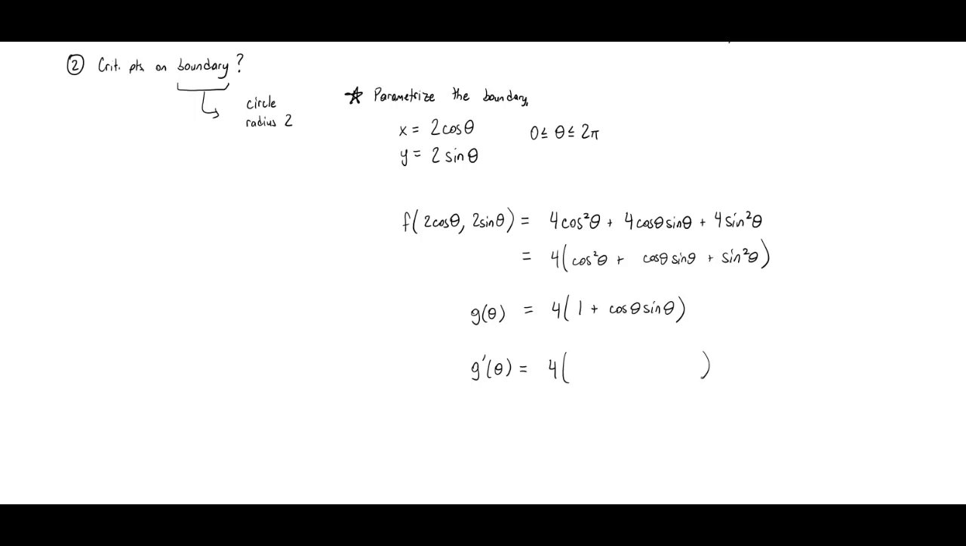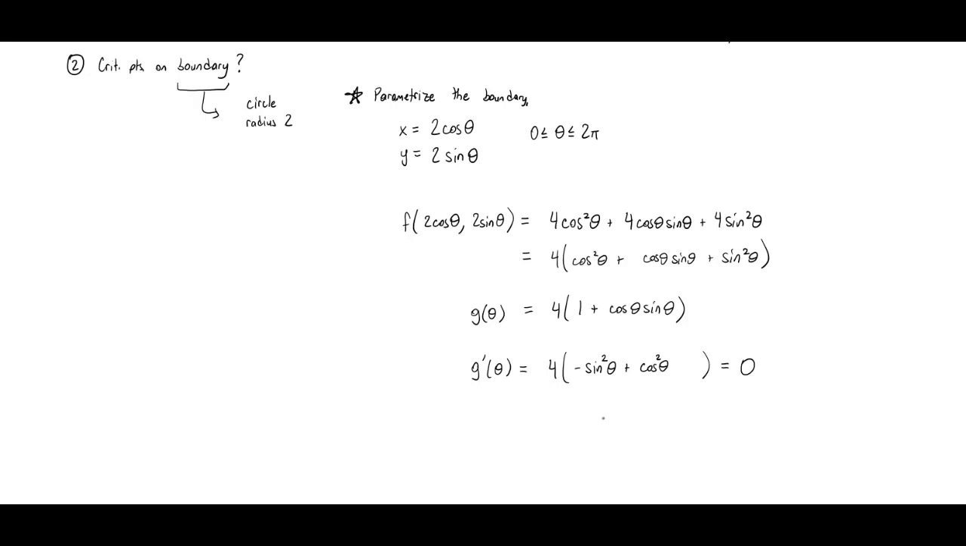So for the derivative, I'll just leave the 4 out front. The derivative of 1 is 0. Here, I'm just going to use the product rule: derivative of the first times the second, plus the first times the derivative of the second. Okay? So that's the derivative. I'm going to set it equal to 0 because I want to find possible maxes and mins.